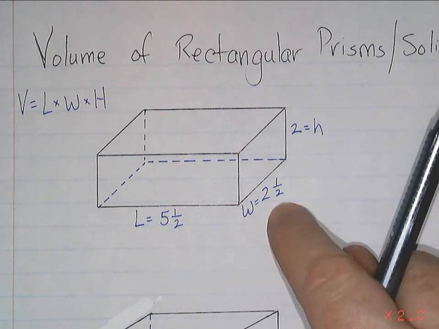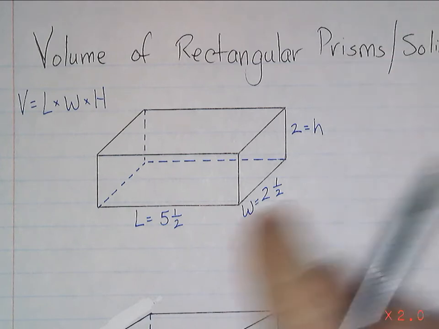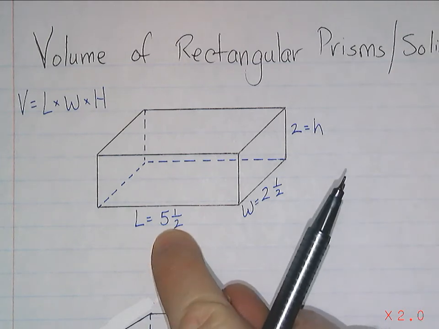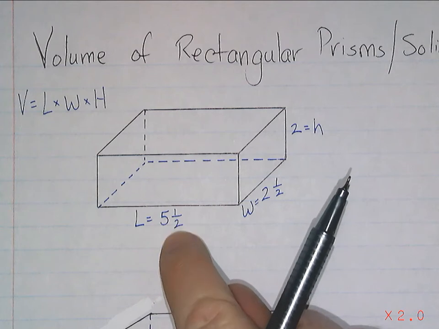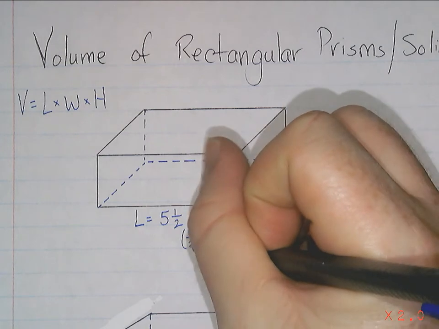So do you change these to improper fractions and then multiply it? You could do it that way. So let's do that for a second. So 5 and a half: 2 times 5 is 10, 10 plus 1 is 11. So this is 11 over 2. So I'll put that in parentheses, 11 over 2.